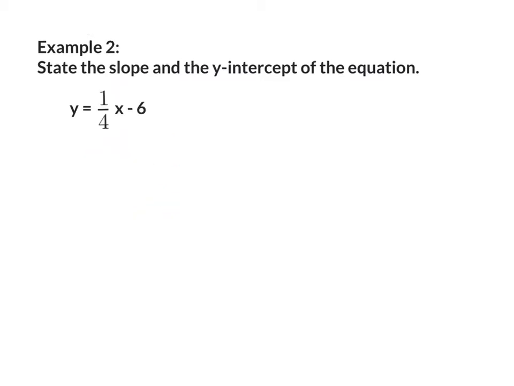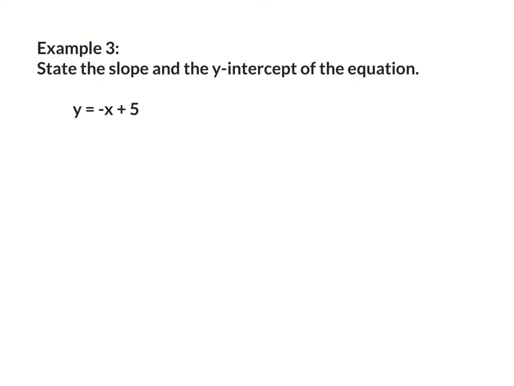Example number 2. State the slope and the y-intercept of the equation. y equals 1 over 4x minus 6. Now remember, our slope is the coefficient of x, which is 1 over 4. And our y-intercept, which is represented by b, is negative 6.